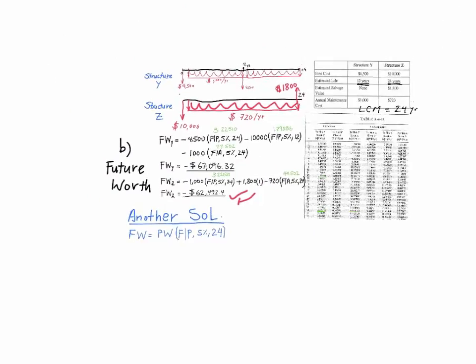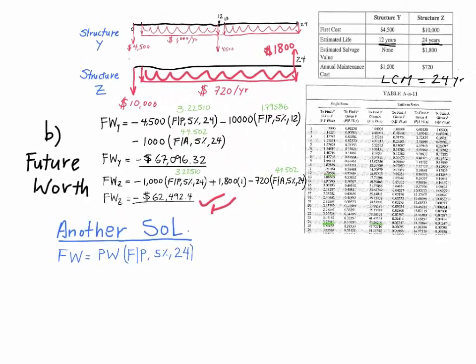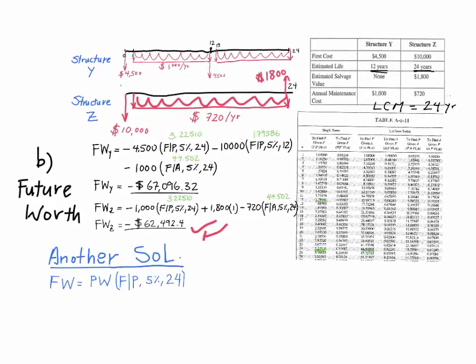So I want you to try it. Use the present worth we calculated previously, multiply by the F given P factor for 24, which you already have here, and give it a try and see if you will end up with the same future worths using the present worths we calculated before.